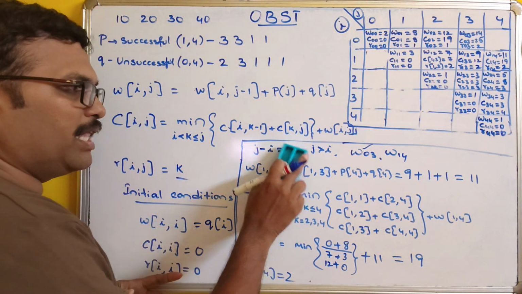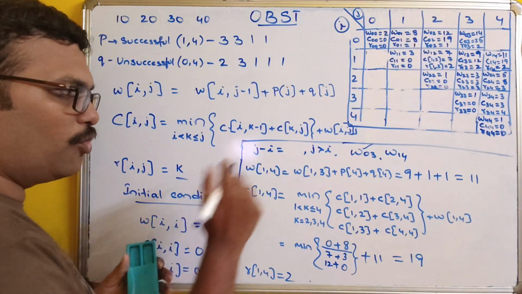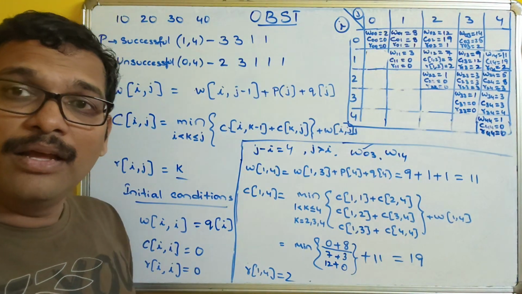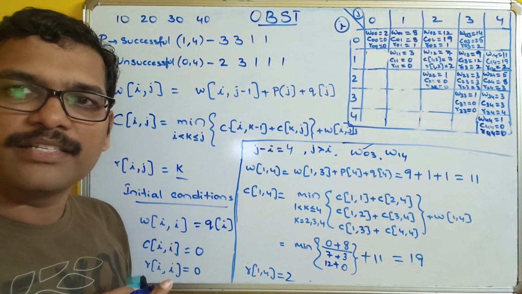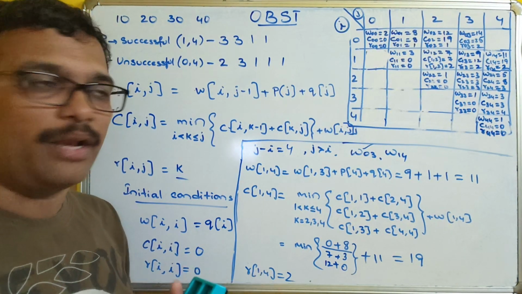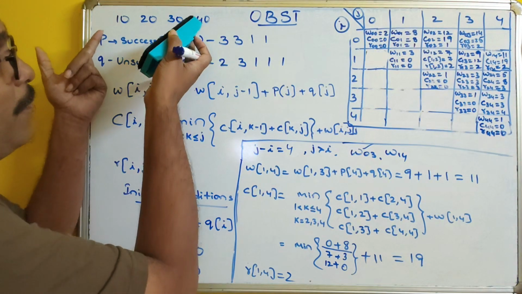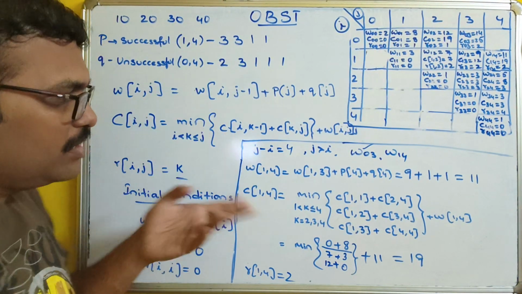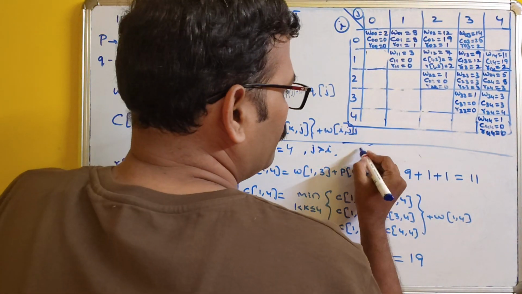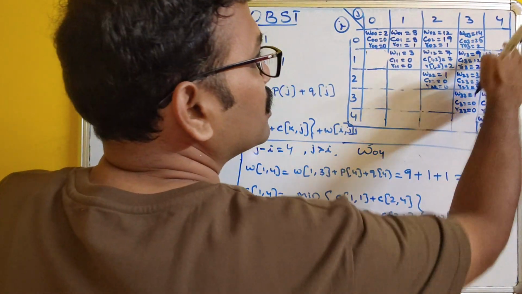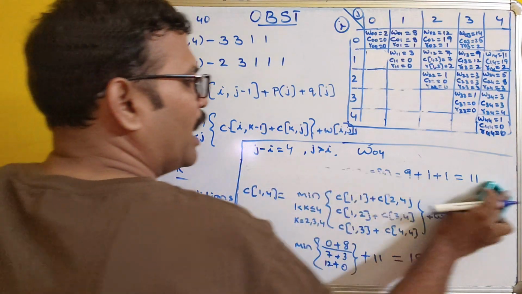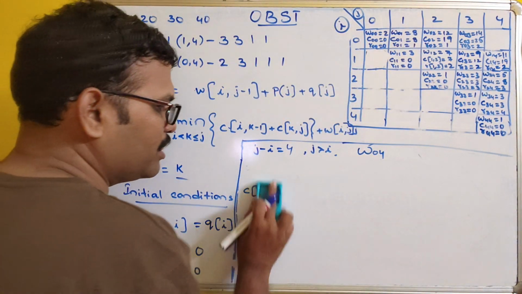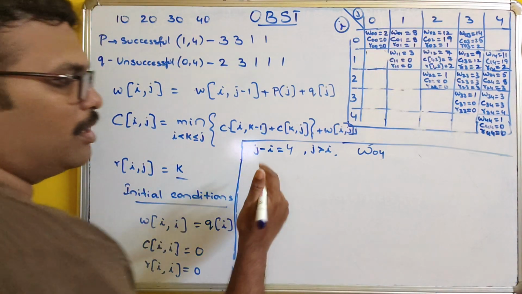Now, in the last case, we need to find out the root when the difference is 4. That means the tree has 4 elements. So our element count is also 4, right? The number of nodes we have taken is 4. So this will be the last case, so it will be 0, 4. We need to calculate the same formula. We have to apply the same formula and calculate the weight, cost and root.